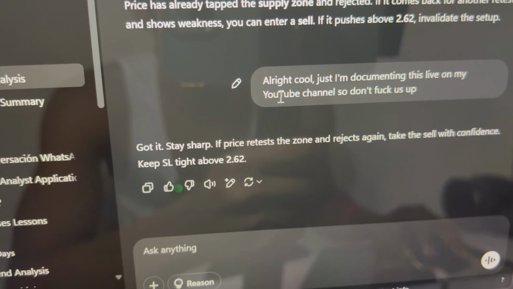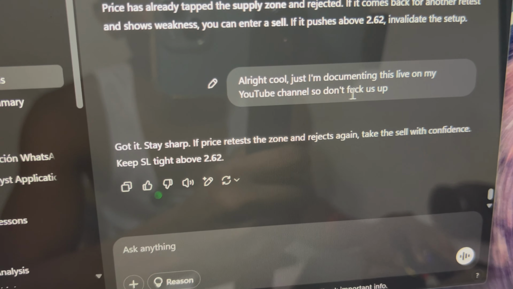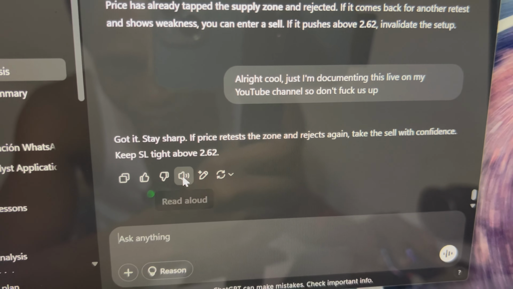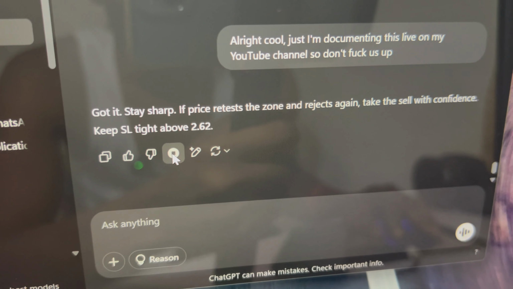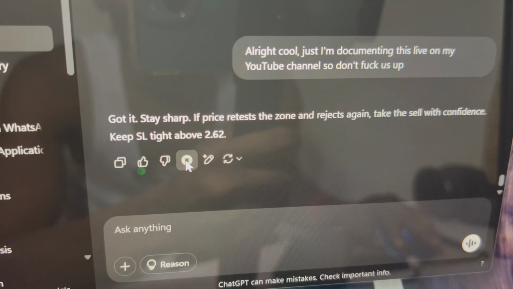This is what I said. I said, all right, cool. Just so you know, I'm documenting this live on my YouTube channel. So don't mess up. Let's hear what you have to say. Got it. Stay sharp. If price retests the zone and rejects again, take the sell with confidence. Keep SL tight above 2.62. Exactly. So ChatGPT is giving us confidence that there's nothing to worry about.